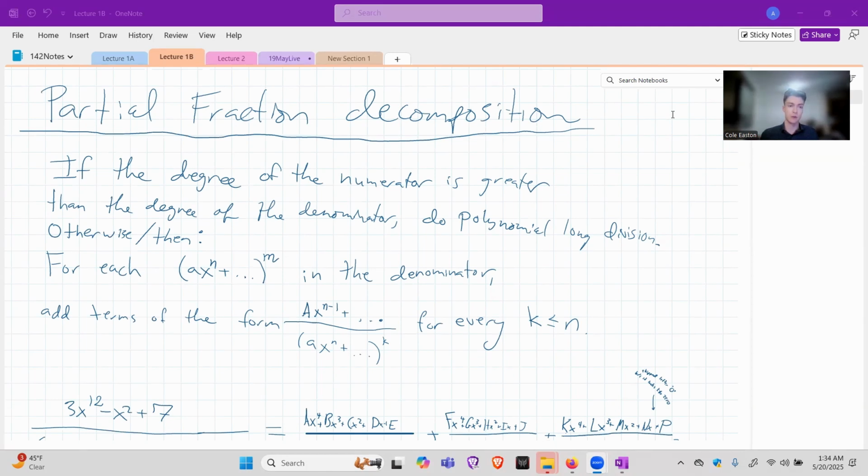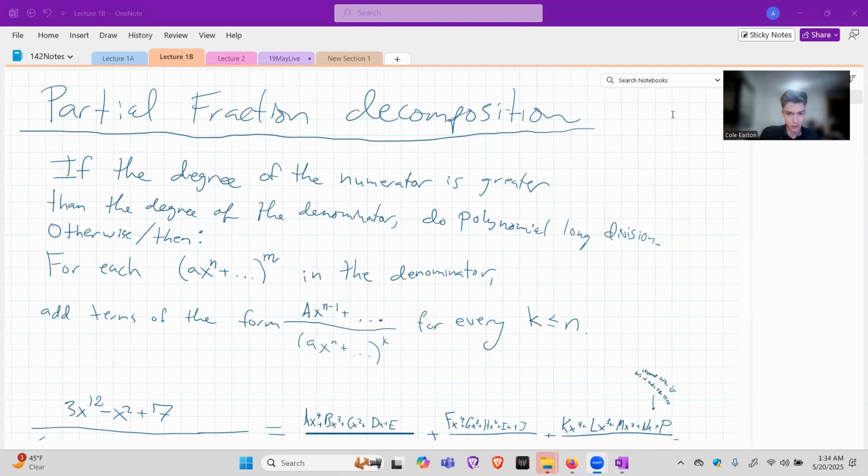If the degree of the numerator is greater than the degree of the denominator, you start by doing polynomial long division. Then you'll be left with a fraction that has a numerator with a smaller degree than the denominator. So either way, you end up with a numerator with a smaller degree. And then for each (ax^n + ...) to the n in the denominator, you're going to add terms of the form: a numerator that has a degree 1 less than the denominator, so x^(n-1) and so on, over that (ax^n + ...) to the k, for every k that's less than or equal to n.